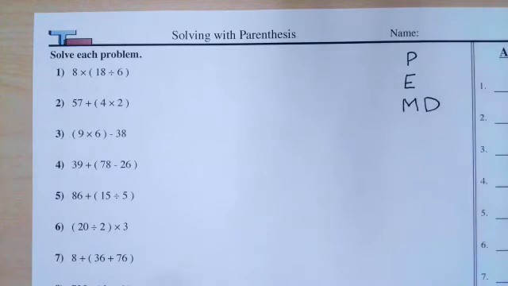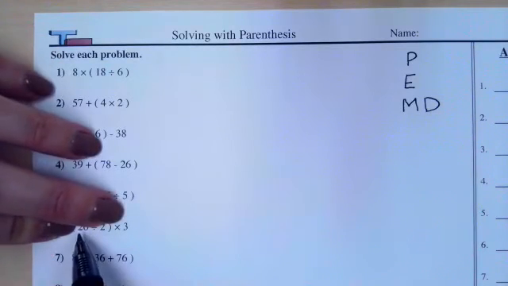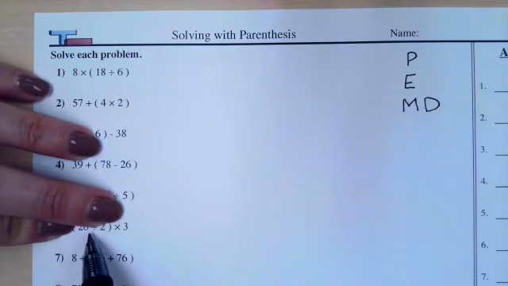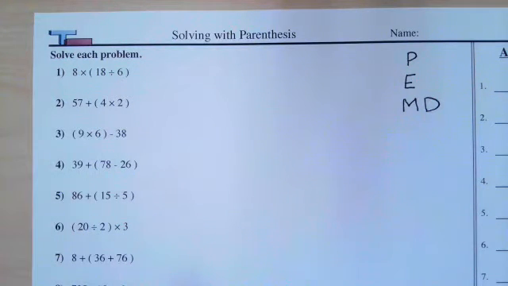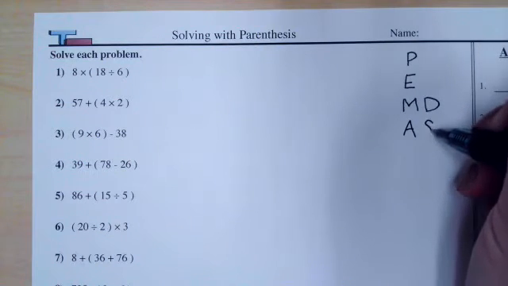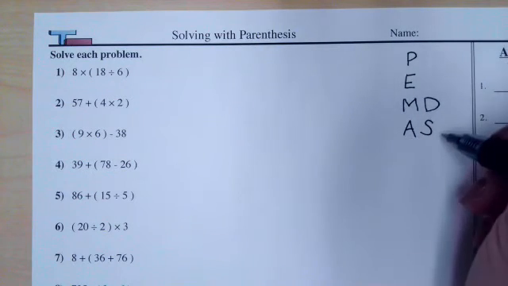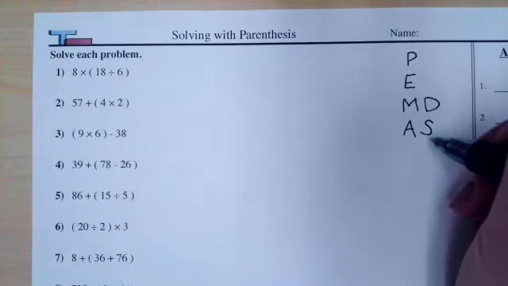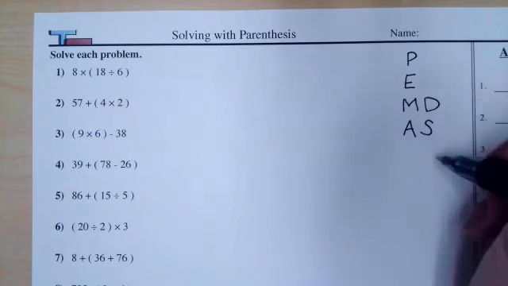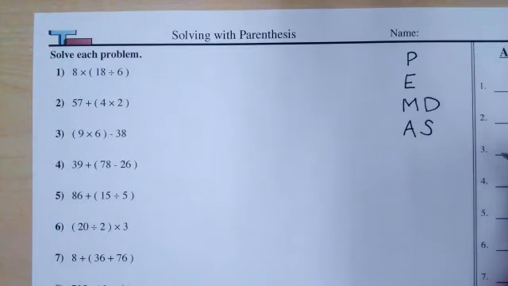An example of that would be right here. We would do everything in the parentheses first, but say the parentheses weren't there and it was 20 divided by 2 times 3, we would have to do the division first. And then addition and subtraction, same thing. They're on the same line because you do whatever addition and subtraction is in the problem from left to right, just like we're reading.